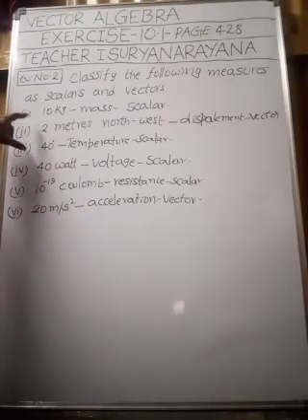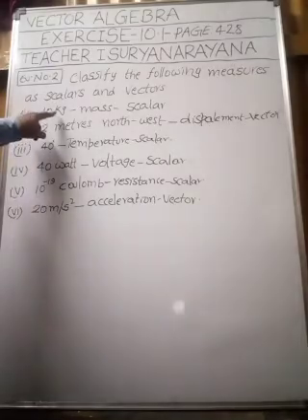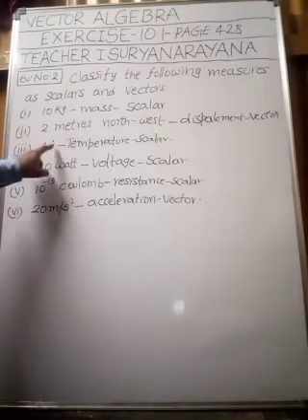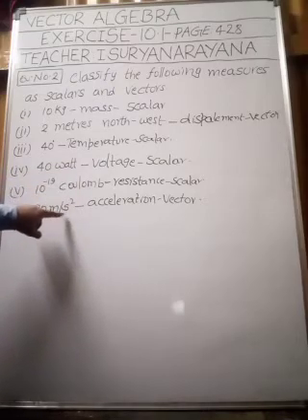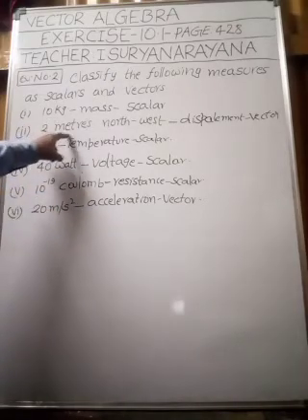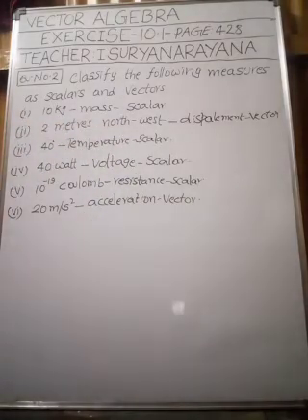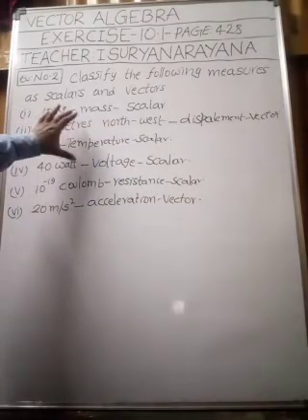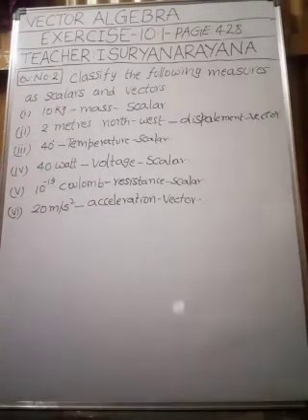We have classified all these measurements with the help of these units. Okay, my children? For watts, coulombs, meter per second square, kgs, meter, newtons, like this. With the help of these words, we classified these measurements as scalars and vectors. Understood, my dear children? Right.